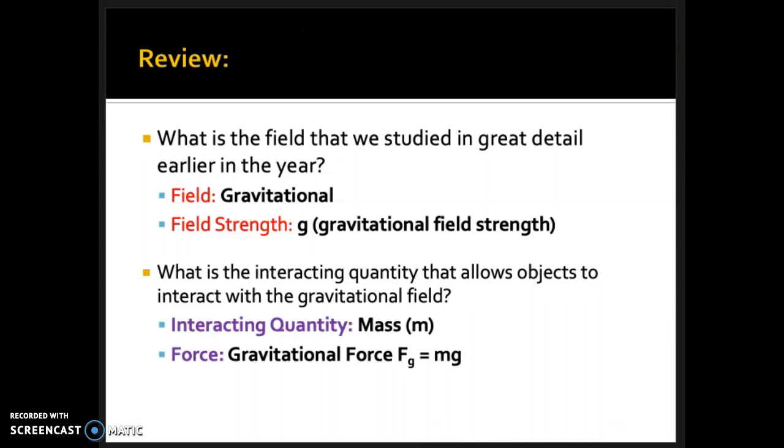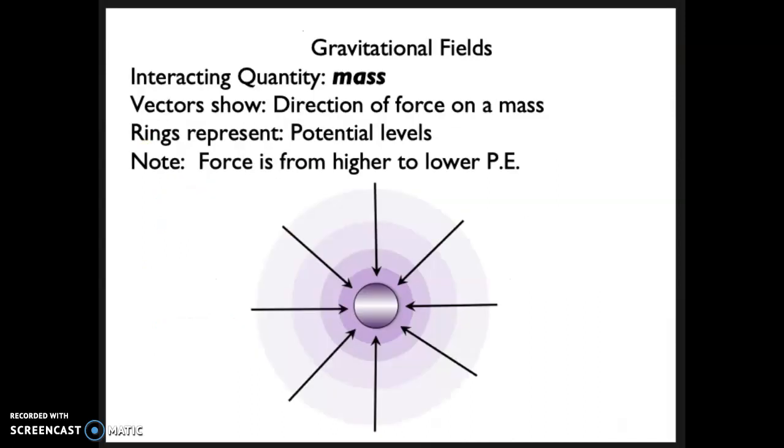And so if we look at a gravitational field, I'm doing this because I want you to understand electric fields, but this is a good way to understand it. We have the interacting quantity, we have vectors showing the direction of the force on any mass in this field, and these rings represent levels of potential energy, gravitational potential energy, and you can notice that the force vectors point from higher potential levels to lower potential levels.